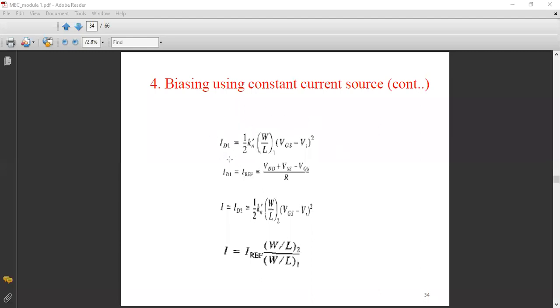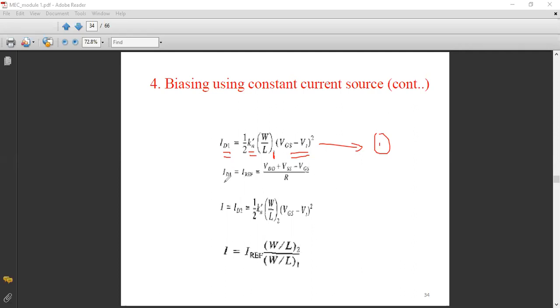Because of which we can write this particular equation: ID1 equals half Kn dash W by L1 times (VGS minus VT) the whole square, where W by L1 is known as the aspect ratio of Q1, because I'm writing the equation for ID1. Kn dash is a constant, that is the manufacturing technology constant or process technology constant. VT is the threshold voltage and VGS is the gate to source voltage. Okay, so I'll call this equation number 1.